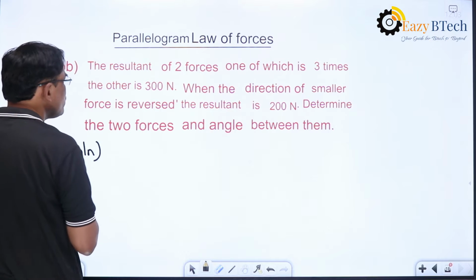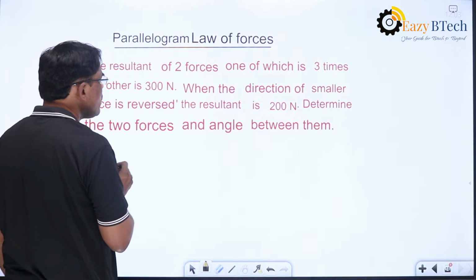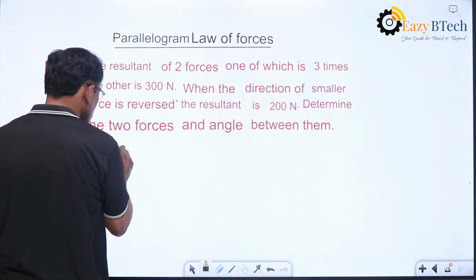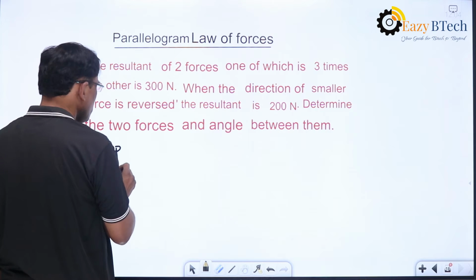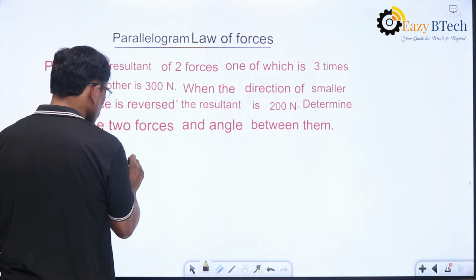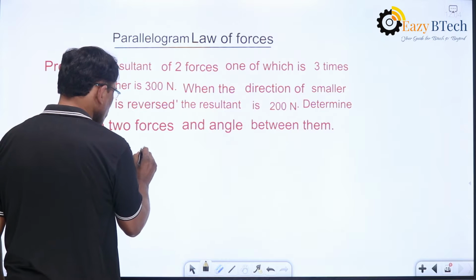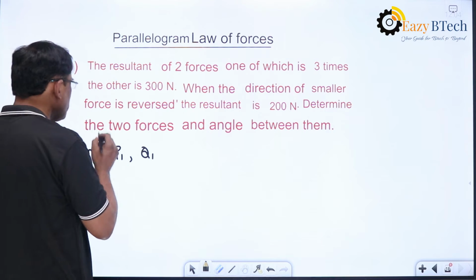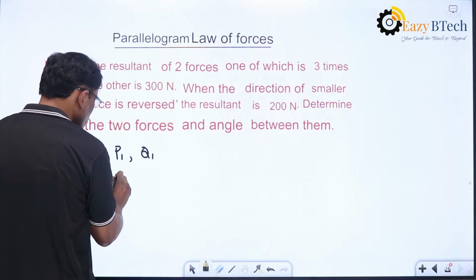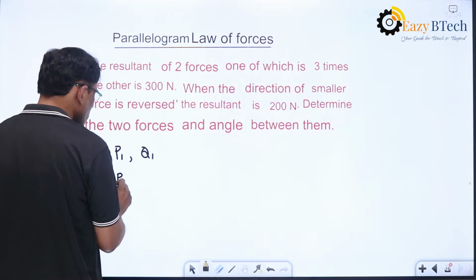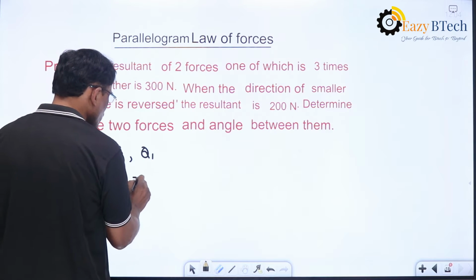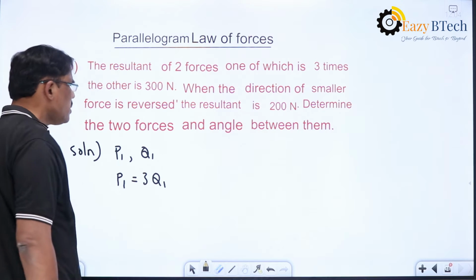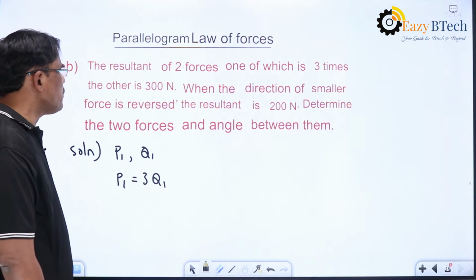So the solution is, first you write the given data. Here, case 1 is, let us say there are two forces P1 and Q1, and one of them is 3 times the other. So let us say P1 is equal to 3 Q1.